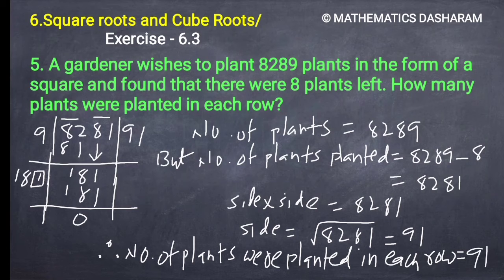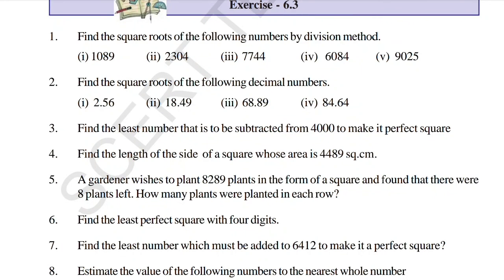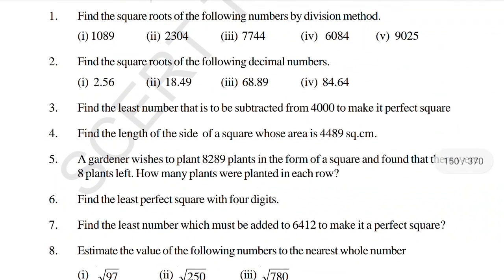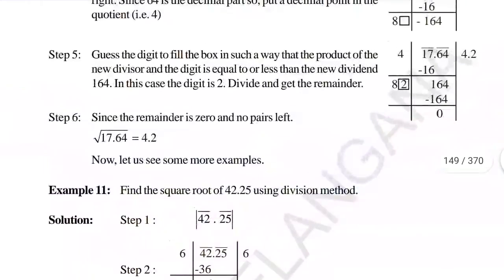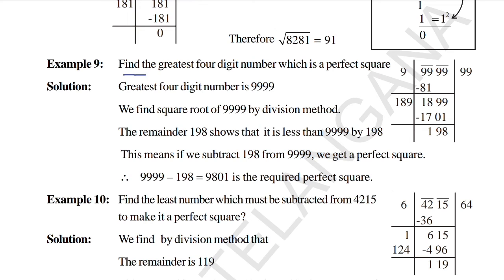Next, sixth question is find the least perfect square with 4 digits. So it is like an example problem. Here example 9, find the greatest 4-digit number which is a perfect square. In the exercise he asked for the least number, but he gave the greatest in the example.